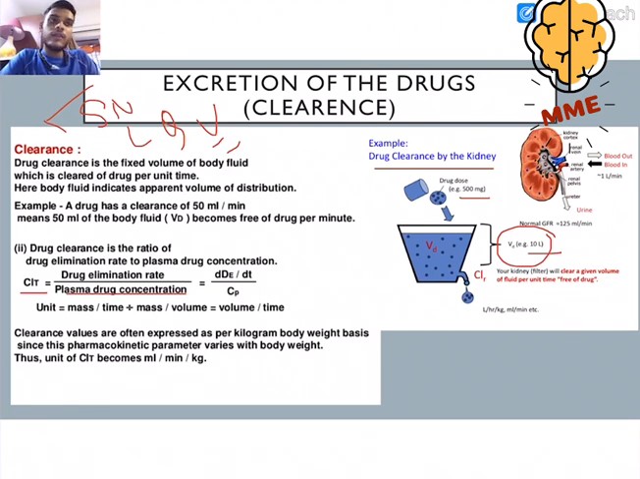Okay, and after it is filtered, your kidney will give a clear volume of fluid per unit time of free drug. Free drug, in the sense that after it is cleared out, the drug is called a free drug. Okay.